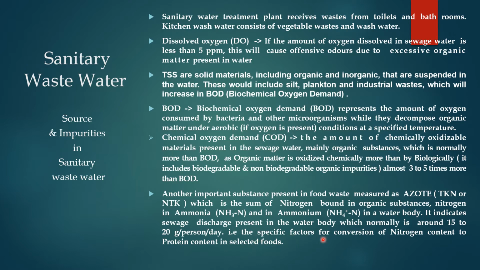It is one of the factors which converts the nitrogen content to protein content in selected foods like egg, meat, or soya, or any other food. For specific foods, a specific factor is required to convert the nitrogen content to protein content in human waste, human food. That is called azote NTK or azote TKN. This value will be around 15. Normally, it should be around 15 to 20 gram per person per day in the sewage effluent which is coming to the sewage treatment plant.